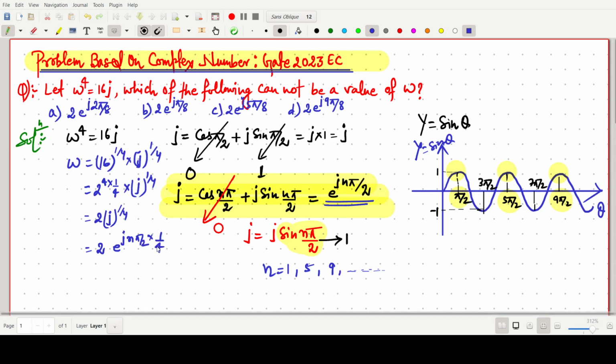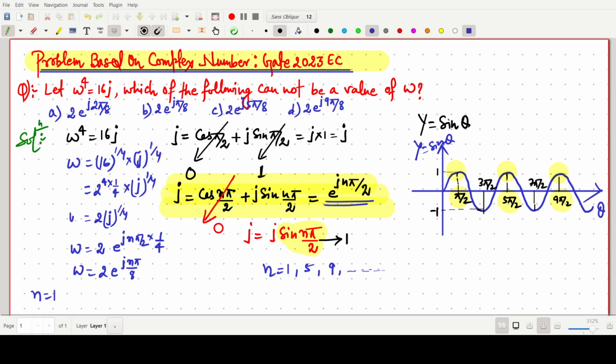Okay, don't forget it. So it should be 2 e to the power j n pi by 8. So now when n equals 1, all these are values of w. Okay, so you can write, no issue. So this w value will be 2 e to the power j pi by 8. Okay, one option will be this.